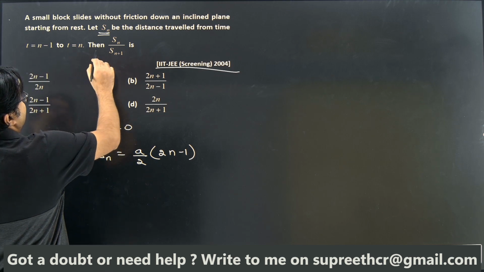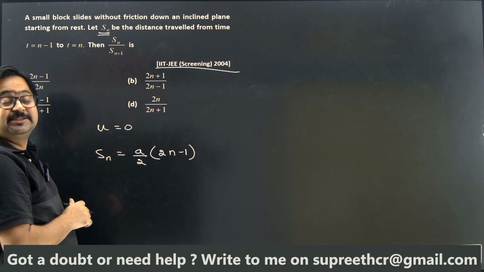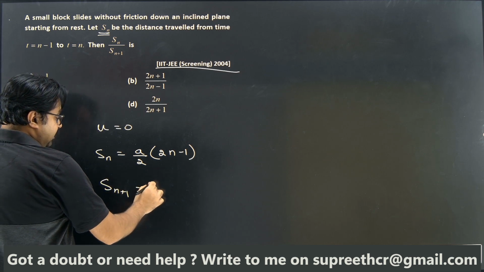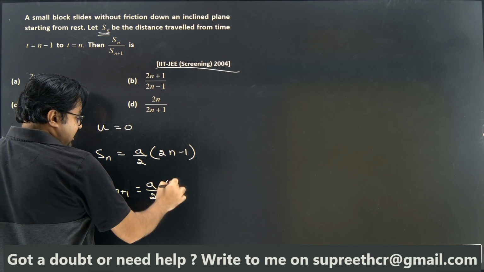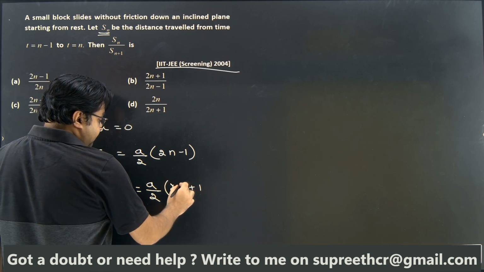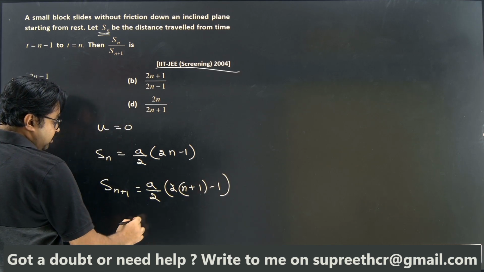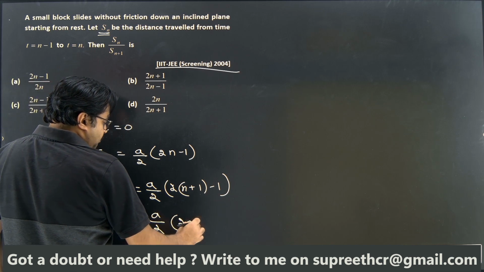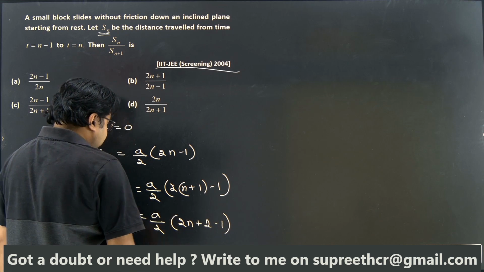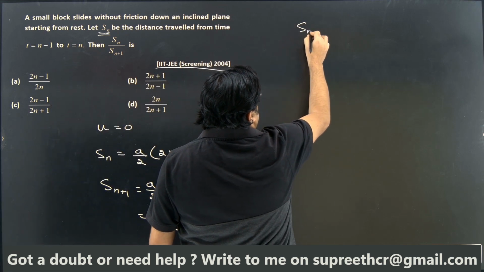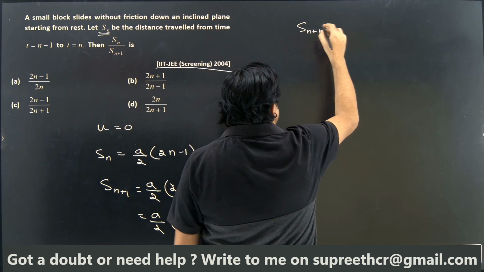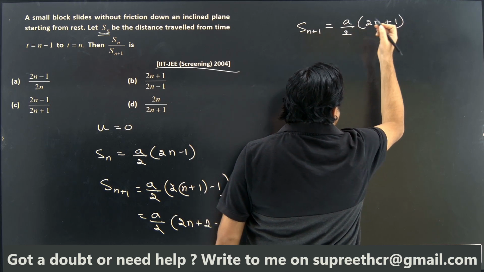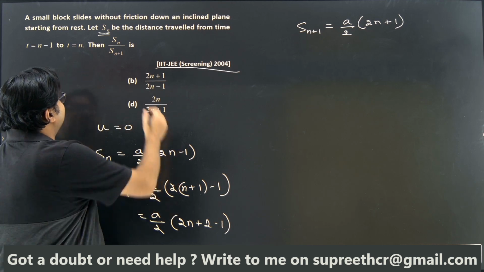And then we need to find Sn divided by Sn plus 1. So let's do Sn plus 1. All that you need to do is, in place of this n, just put an n plus 1. So when you do that, you have a divided by 2 into 2n plus 2 minus 1, my dear friends, which means s of n plus 1 would become equal to a divided by 2 multiplied by 2n plus 1. You just have to find the ratio.